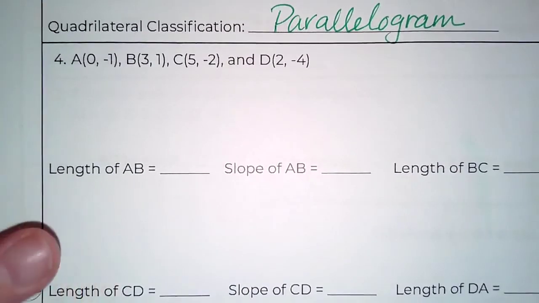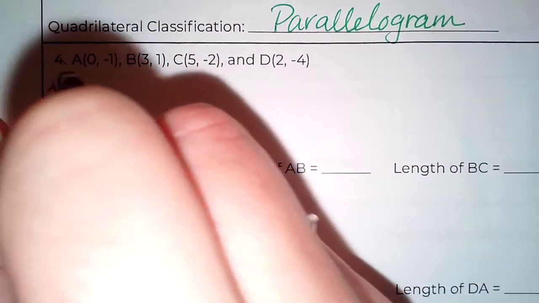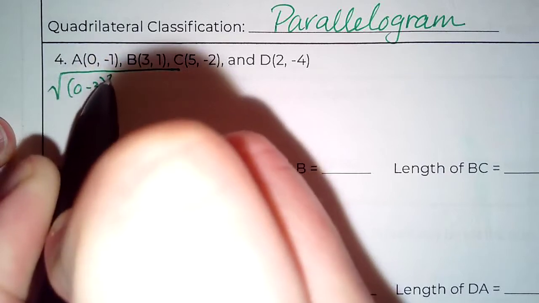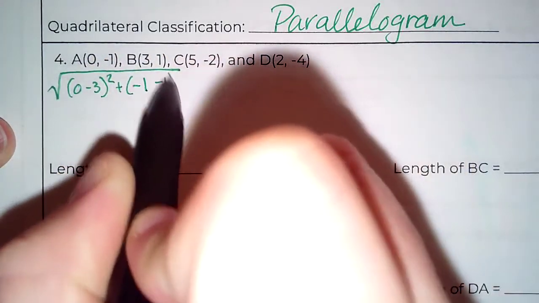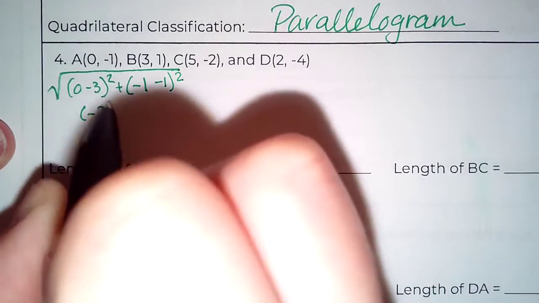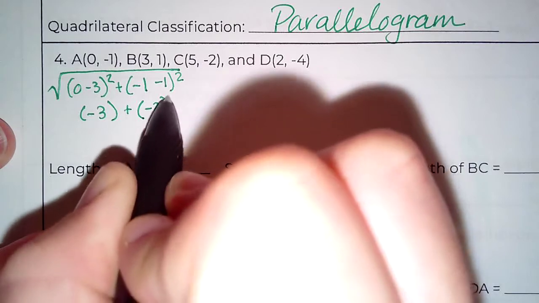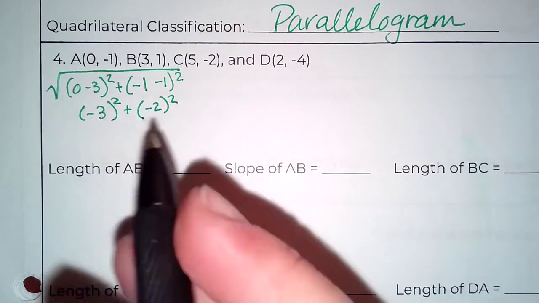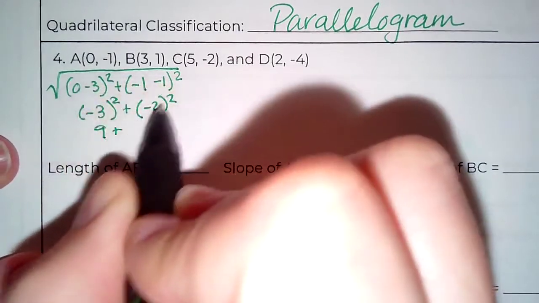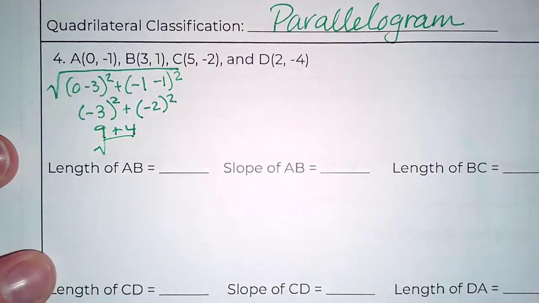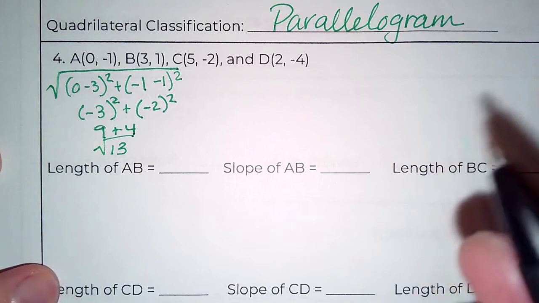So first, finding the length of AB. So distance formula: 0 minus 3 squared plus negative 1 minus 1 squared. 0 minus 3 is negative 3, plus negative 2 squared. Negative 3 squared is 9 plus negative 2 squared is 4. So that's the square root of 13. What is the square root of 13 approximately?